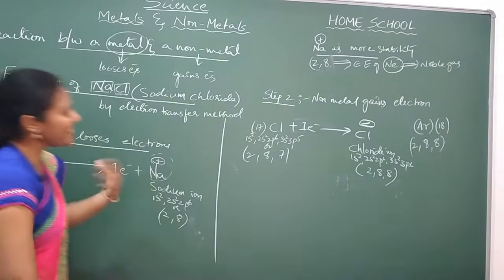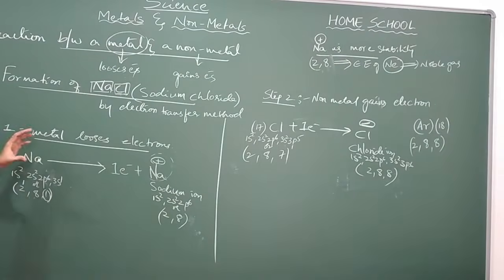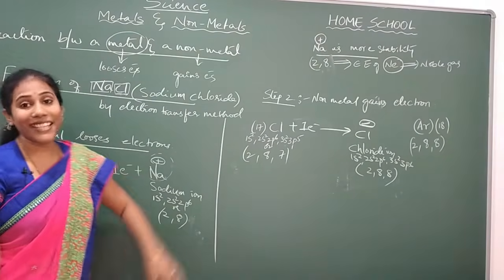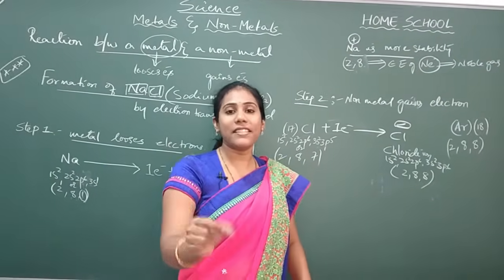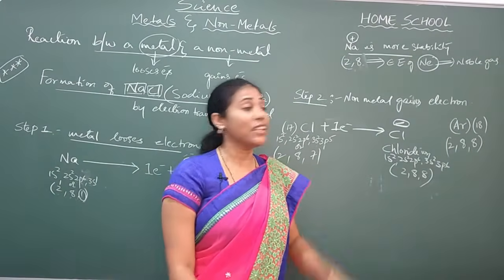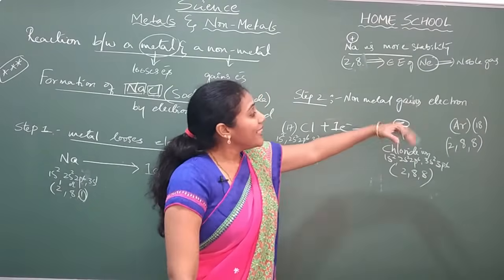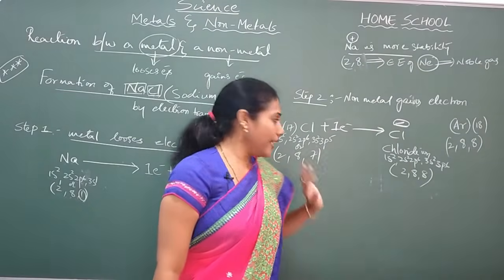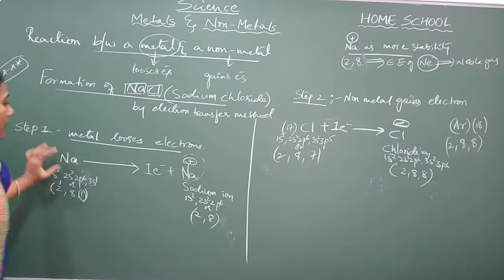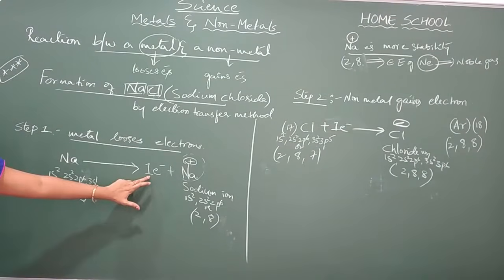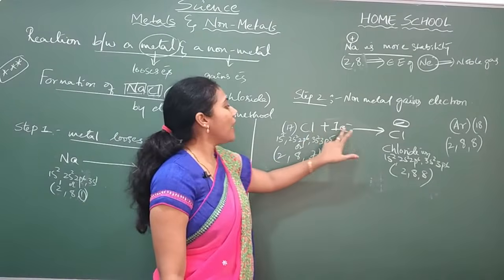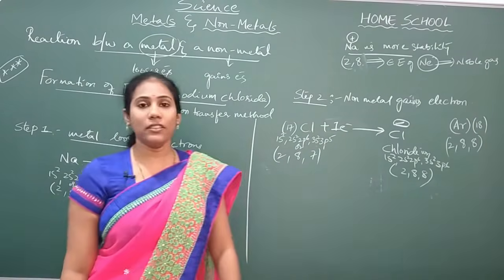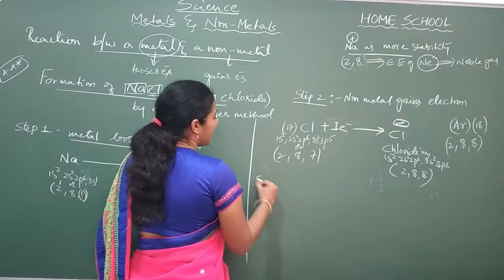Okay, so this is how elements actually lose and gain electrons. It is just to achieve the stable electronic configuration, which is similar to their nearest noble gas. Okay, fine. So this is step number 1: I have shown you how sodium is losing an electron, and this is step number 2: I have shown you how Cl is gaining an electron. Okay, now step number 3.